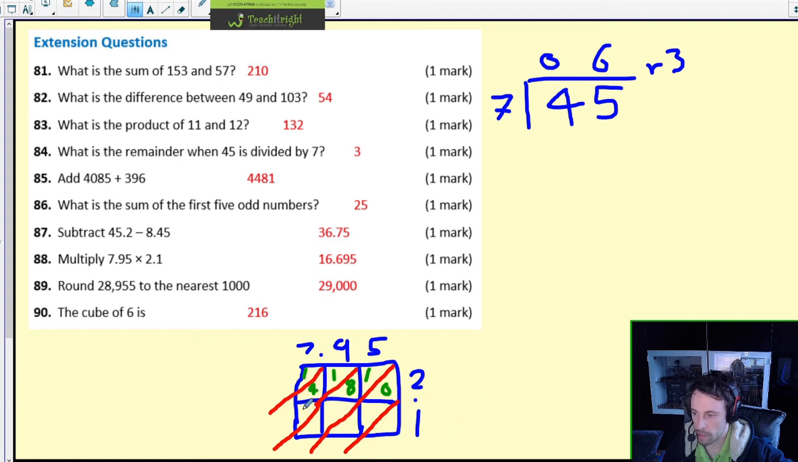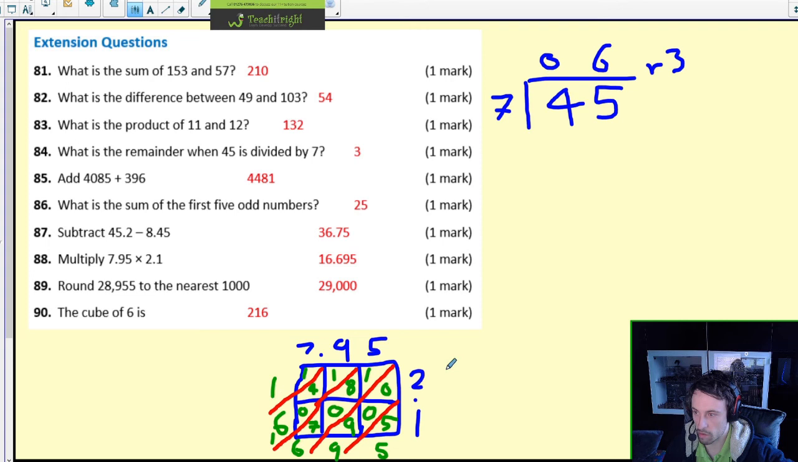Then 7 times 1 is 7. 9 times 1 is 9. 5 times 1 is 5. And then we add up down these diagonal columns. So you have 5, 9, 1 plus 7 is 8, 8 plus 8 is 16, so carry the 1 and write the 6. Then 1 plus 4 plus 1 is 6, and just the 1 is 1.